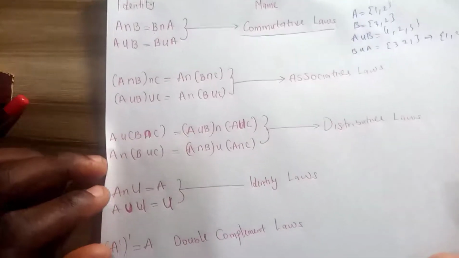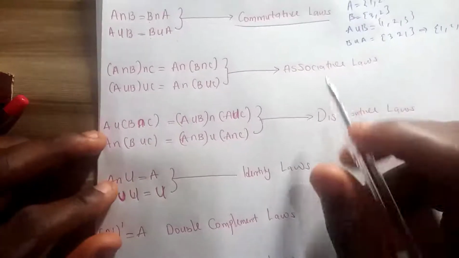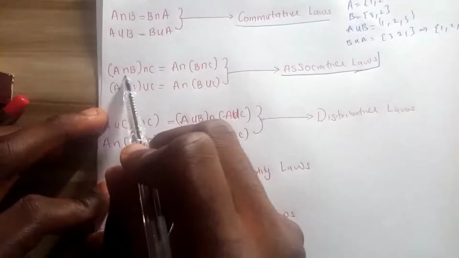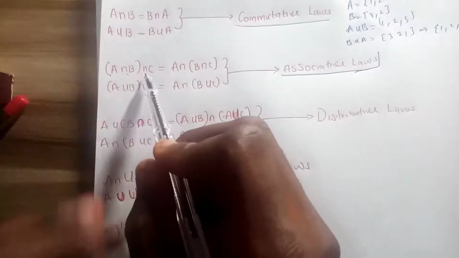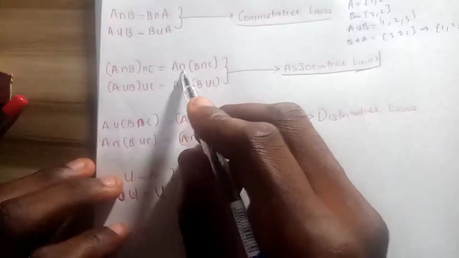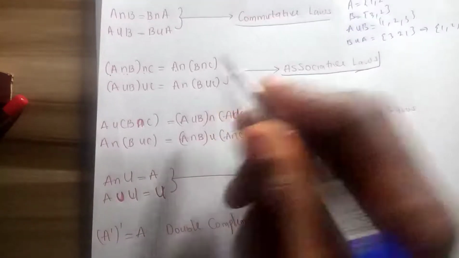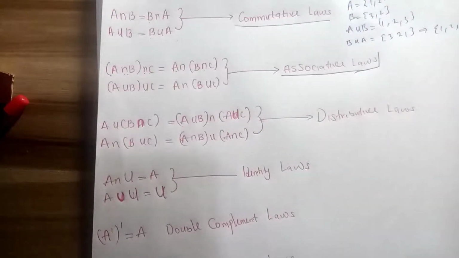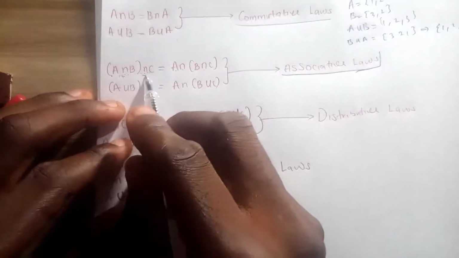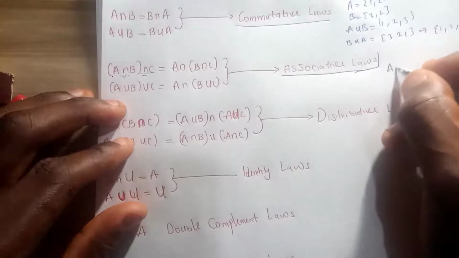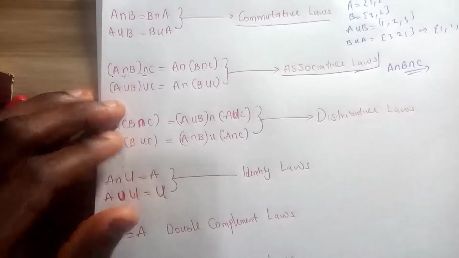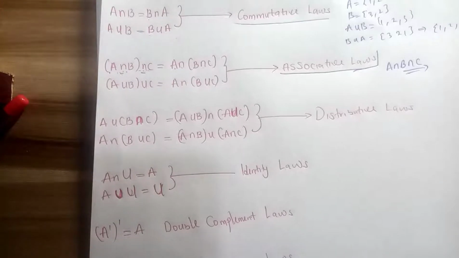Now the second law that we want to talk about is the associative law. A intersect B in a bracket, intersect C, is the same thing as saying A intersect B intersect C. Note one thing here: they have the same sign, which is intersection. Then we can write it as A intersect B intersect C without putting the bracket. That is associative for you if they have the same sign.